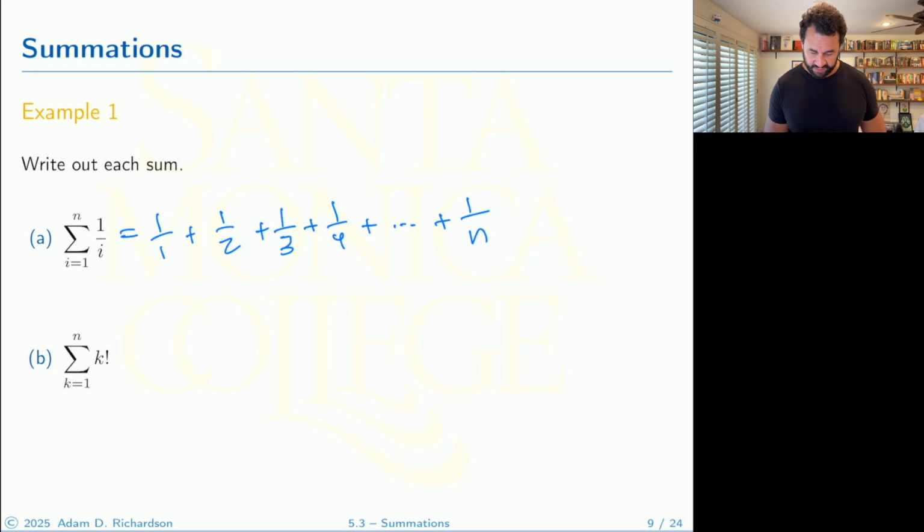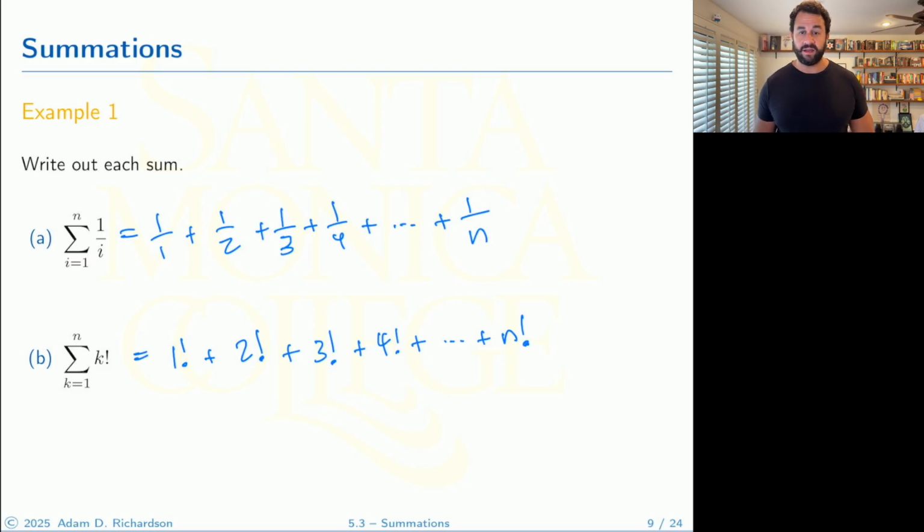All right, now let's do this one. We've got the factorial function built in here. This is going to be 1 factorial plus 2 factorial plus 3 factorial plus 4 factorial plus dot dot dot plus n factorial.